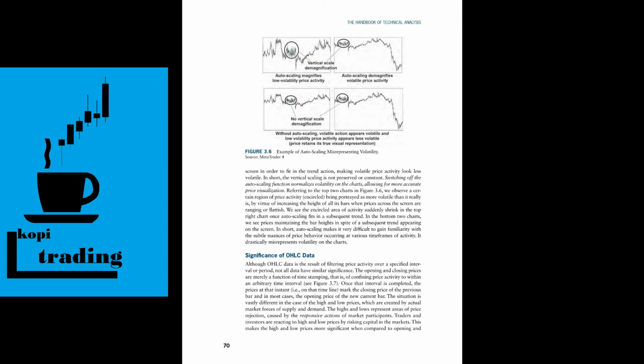Referring to the top two charts in Figure 3.6, we observe a region of price activity, encircled, being portrayed as more volatile than it really is by virtue of increasing the height of all its bars when prices across the screen are ranging or flattish. We see the encircled area of activity suddenly shrink in the top right chart once auto-scaling fits in a subsequent trend. In the bottom two charts, we see prices maintaining the bar heights in spite of a subsequent trend appearing on the screen. In short, auto-scaling makes it very difficult to gain familiarity with the subtle nuances of price behavior occurring at various time frames of activity. It drastically misrepresents volatility on the charts.